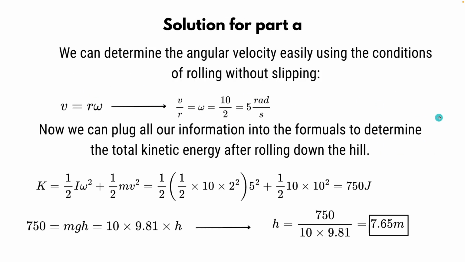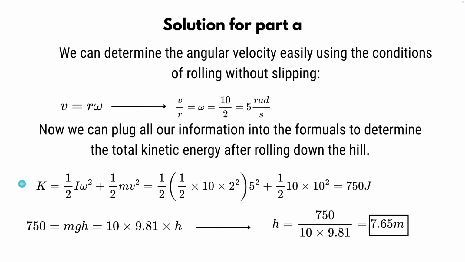Another thing we need to figure out is the angular velocity, but remember the condition for rolling without slipping, v is equal to r omega. We know v and we know r, v is 10, r is 2, so we can rearrange and we get omega is 5 radians per second. Okay, and now we can plug in all our information into the formulas to determine the total kinetic energy after rolling down the hill.